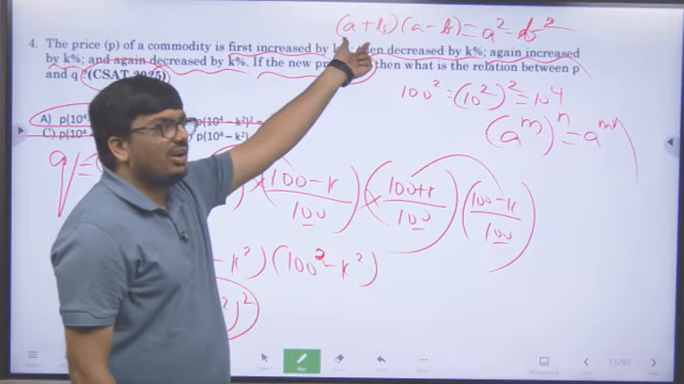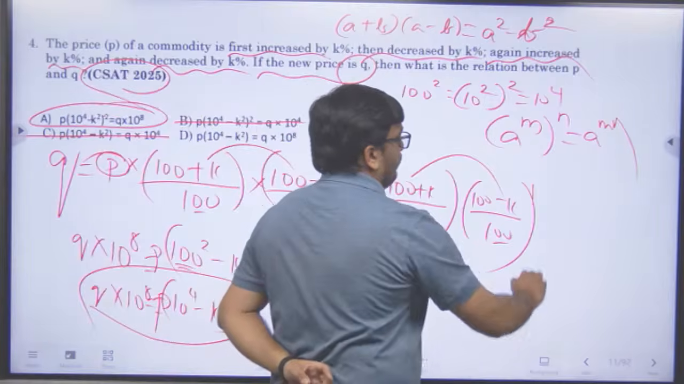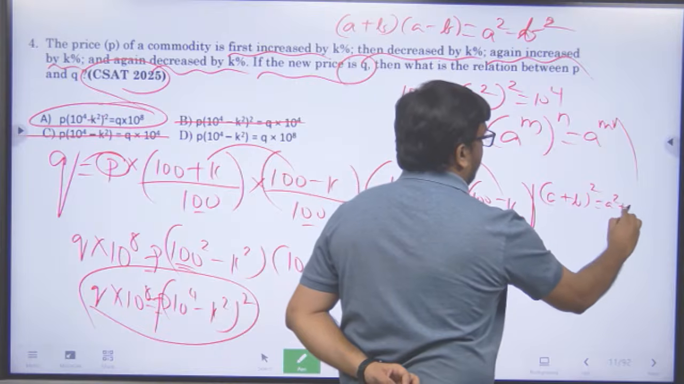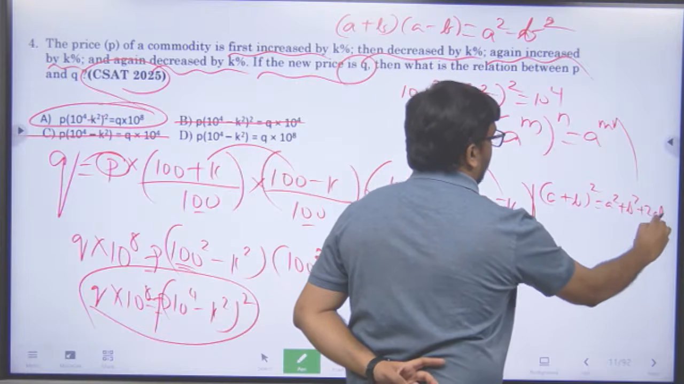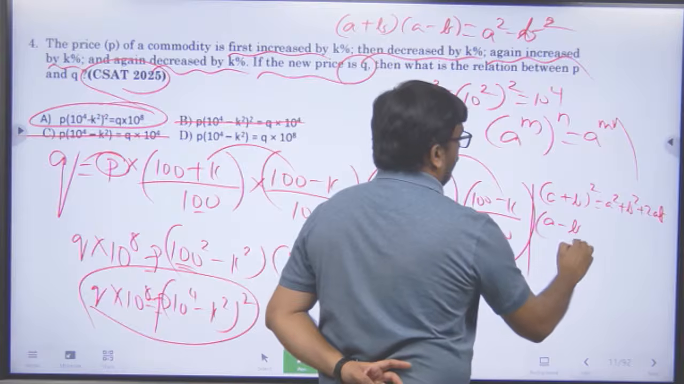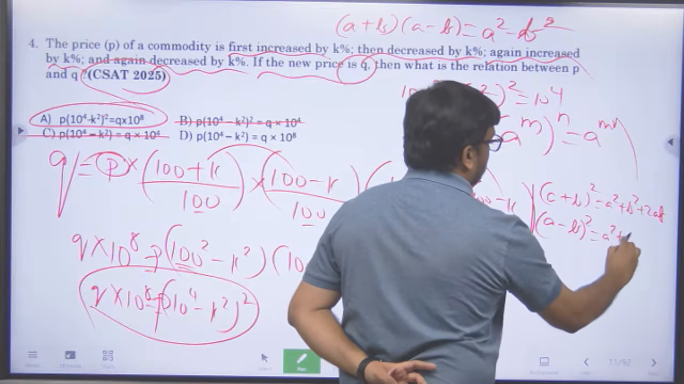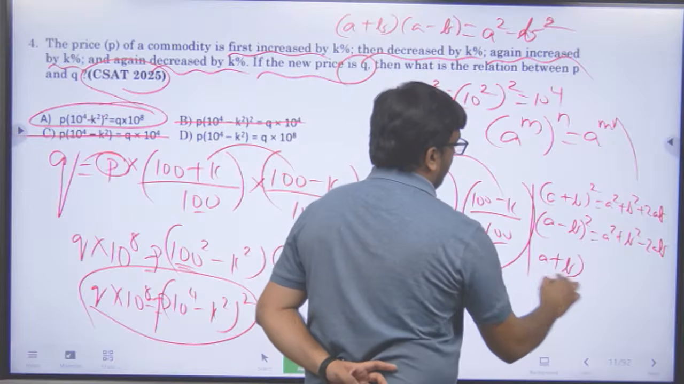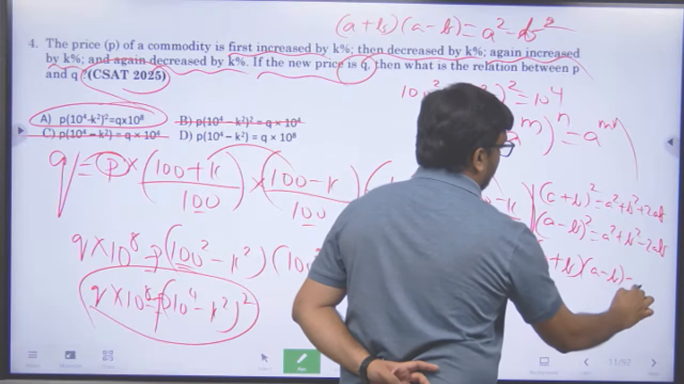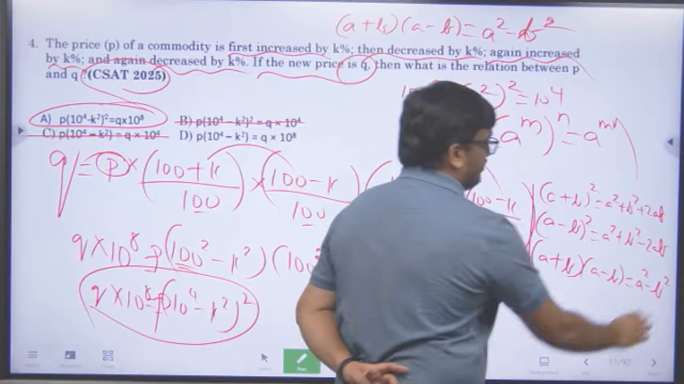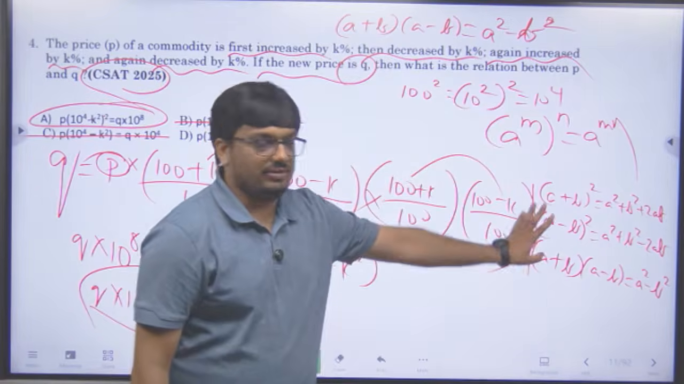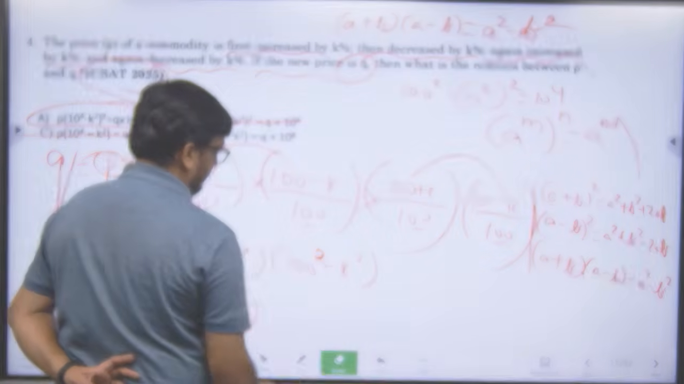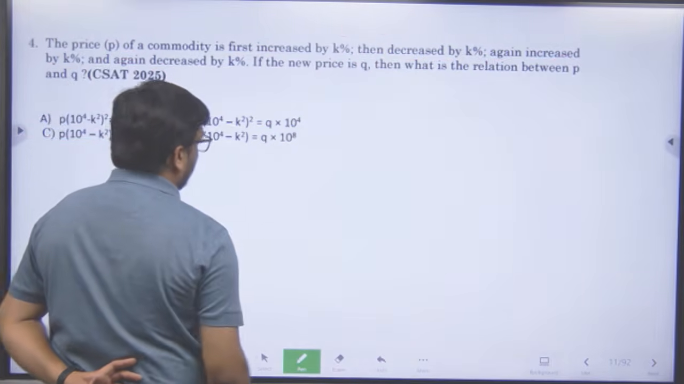We should know the basic algebraic identities. A plus B whole square is A square plus B square plus 2AB. A minus B whole square is A square plus B square minus 2AB. A plus B into A minus B is A square minus B square. This is more than enough. And then in surds and indices, some basics I will tell you.